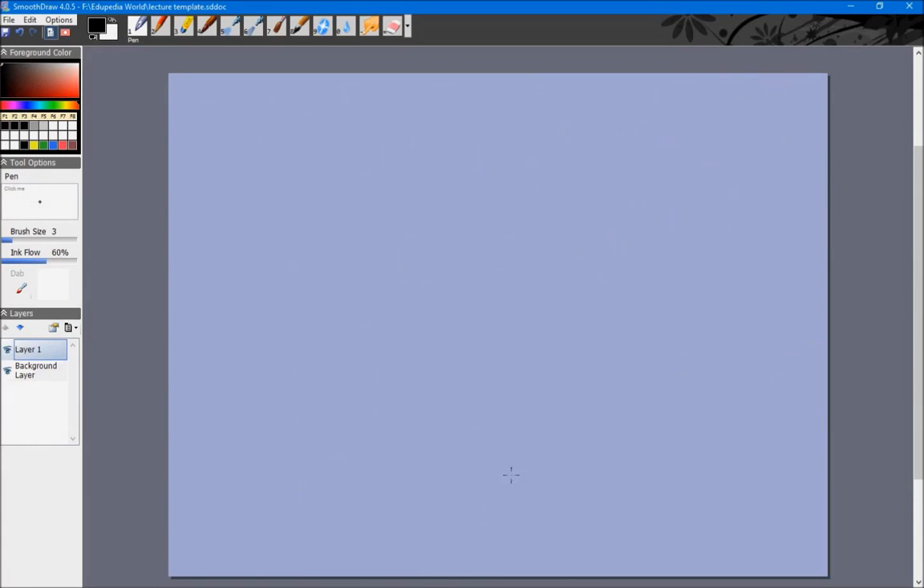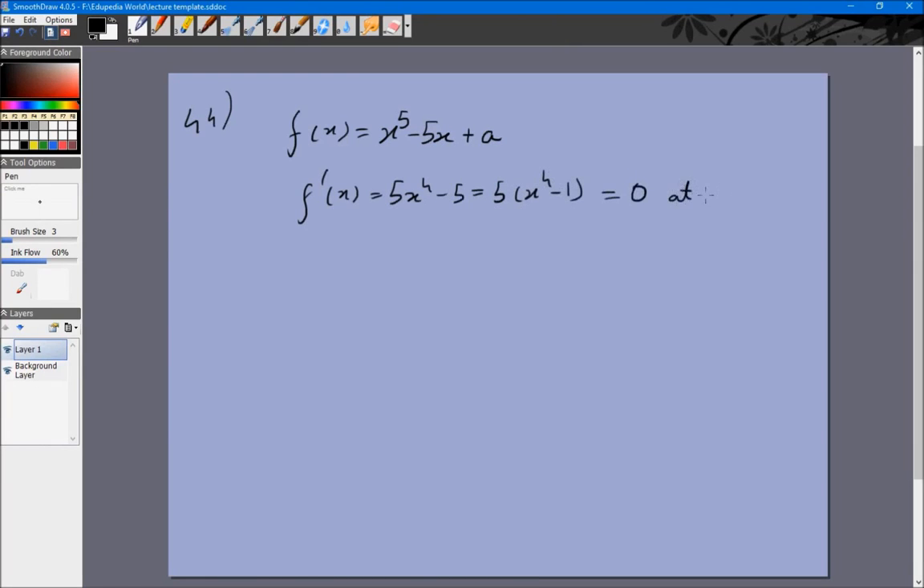Let's look at question 44 now. We have f of x is equal to x to the power 5 minus 5x plus a, right? What is f dash of x? It is 5x to the power 4 minus 5, which is 5 times x to the power 4 minus 1, which is 0 at x is equal to plus minus 1. F double dash x is 20x cube.